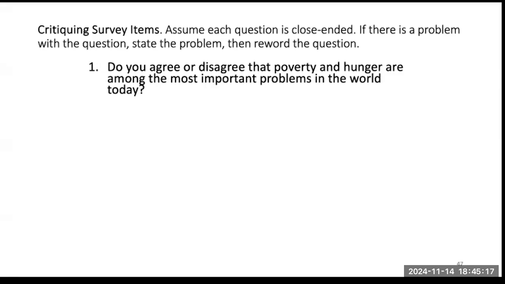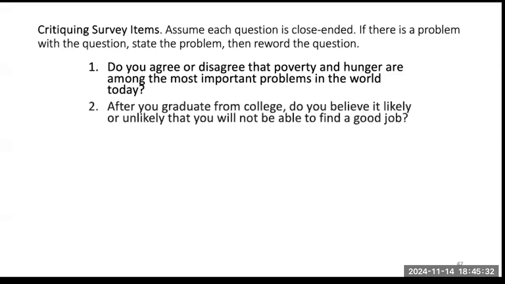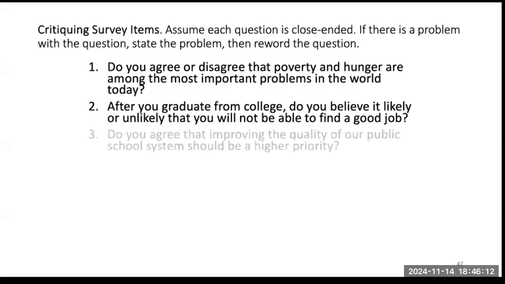So this is a double-barreled question. What if somebody said, yes? Does that mean they're agreeing or they're disagreeing? You don't know, right? So that's one of the problems there. How about this one? After you graduate from college, do you believe it is likely or unlikely that you will not be able to find a good job? So you could have strongly agree, agree, strongly disagree, or disagree. But is there any problem with this question? Wouldn't it be the same as the number one double-barreled? Because whether you answered yes or no, you're not stating if you're agreeing to the likely or unlikely. Correct. That's right.